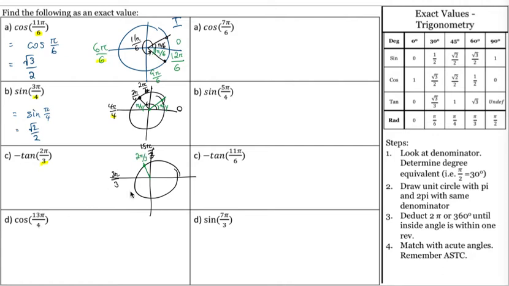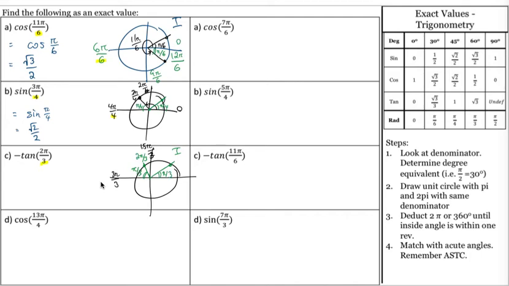Our next step is to find the distance between this ray and our nearest x-axis, which in this case is here. 2π/3 plus something equals 3π/3. We can see the angle here would have to be π/3. Now we can draw a reference angle in our acute or quadrant 1 section, π/3.